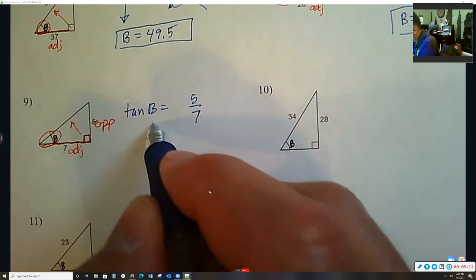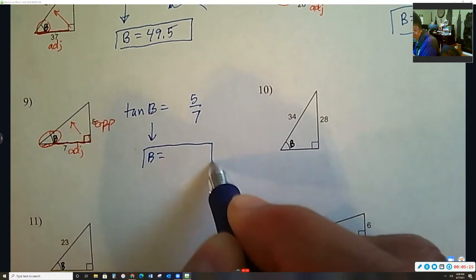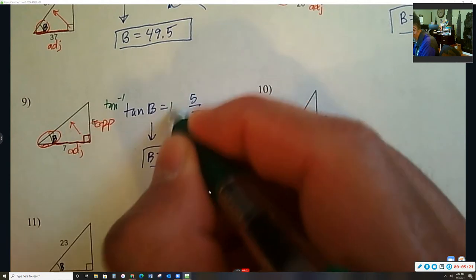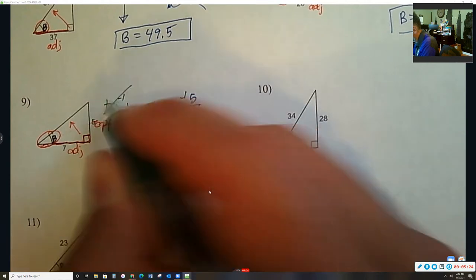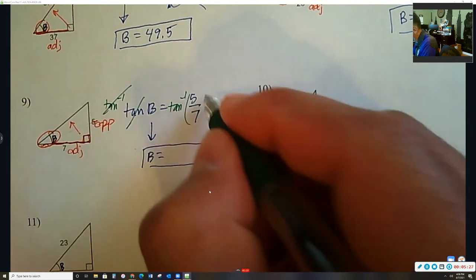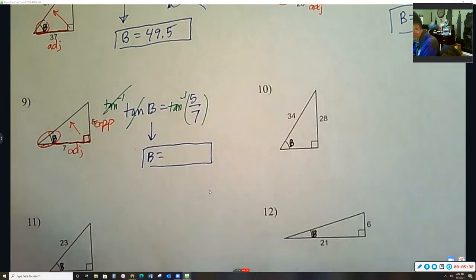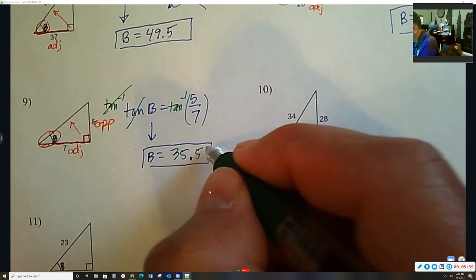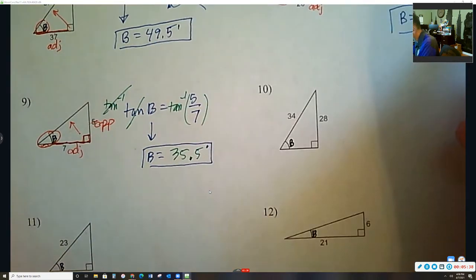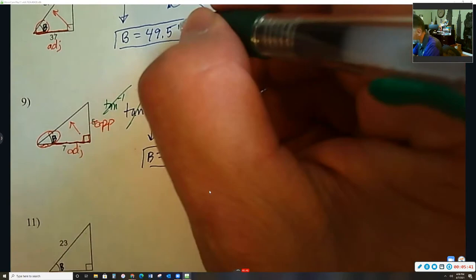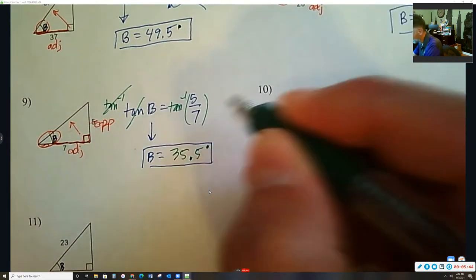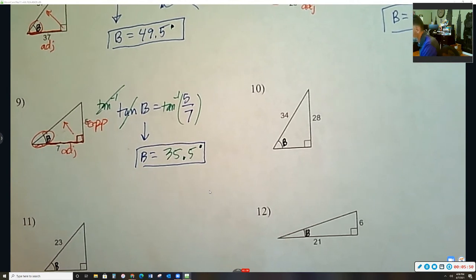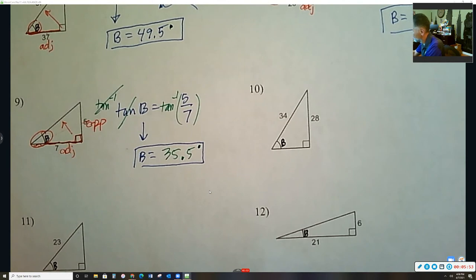And again, we want to get B by itself. And the only way we're going to get rid of tangent is by using the tangent inverse. Tangent inverse cancel. We're going to be left with B. This guy we're just going to jam in our calculator. And we get 35.5. And all of these are degrees. I haven't been putting the degrees in them because you'll have a hard time putting the degrees in Canvas, so I'm not even going to ask you to put it in Canvas. So let's move on to number 10.